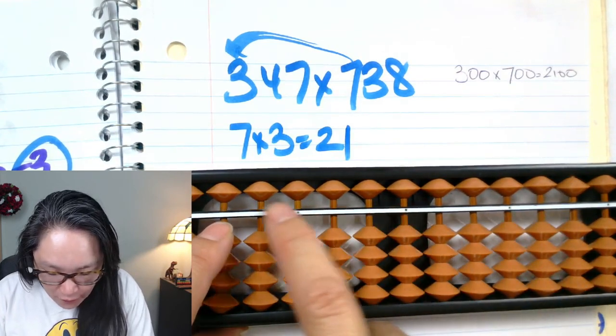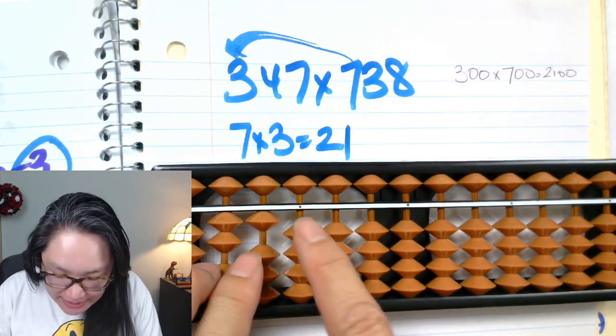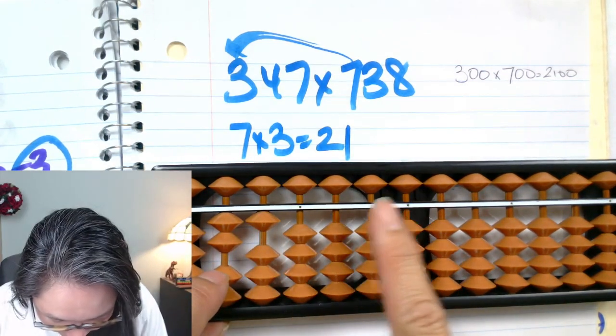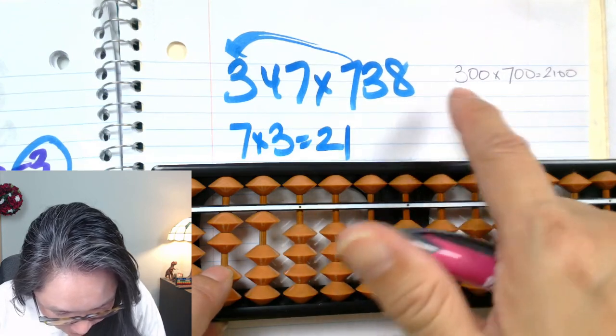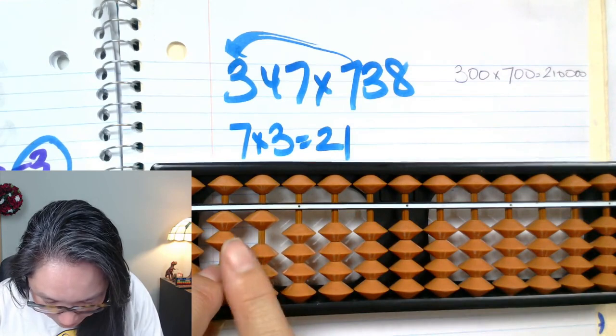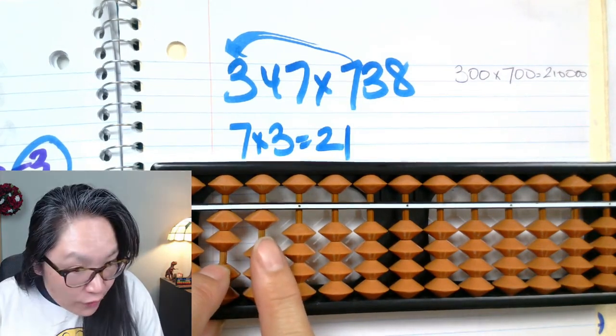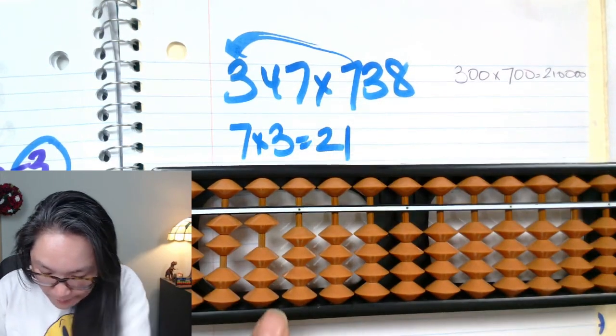I'm going to add the 20. I'm going to add the 1. I don't need to worry about whether I did that wrong, because my abacus tracks it for me. Does that make sense? So now when I go to the next one, I'm over here.